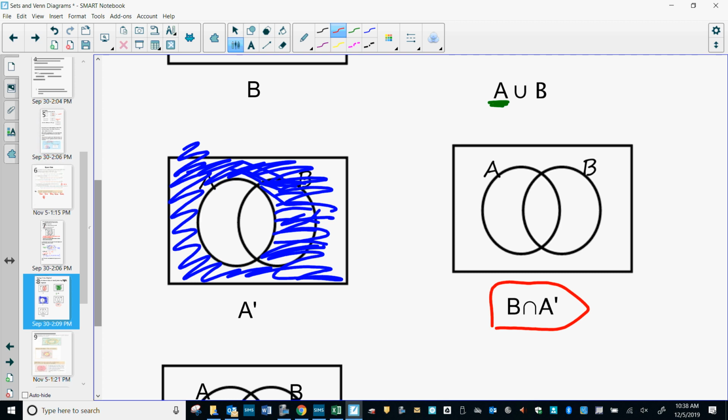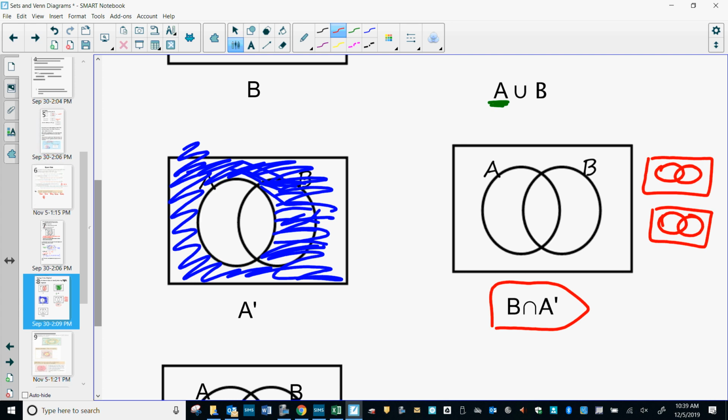Can you say it one more time, please? So we are shading where set B meets or intersects anything that's not in A. This is one way of doing it. You could draw little diagrams to the side.